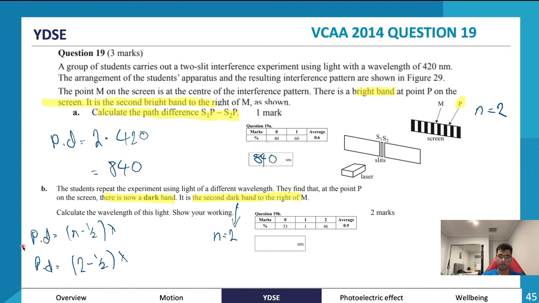Path difference is the distance the light has to travel. At point P, the distances the light has to travel from here to here and here to here are the same as in the previous setup, so we can use the path difference that we found in part A. So 840 nanometers is equal to (2 minus a half) times the wavelength. Solving for the wavelength, whatever that wavelength is going to be, will be your final answer.